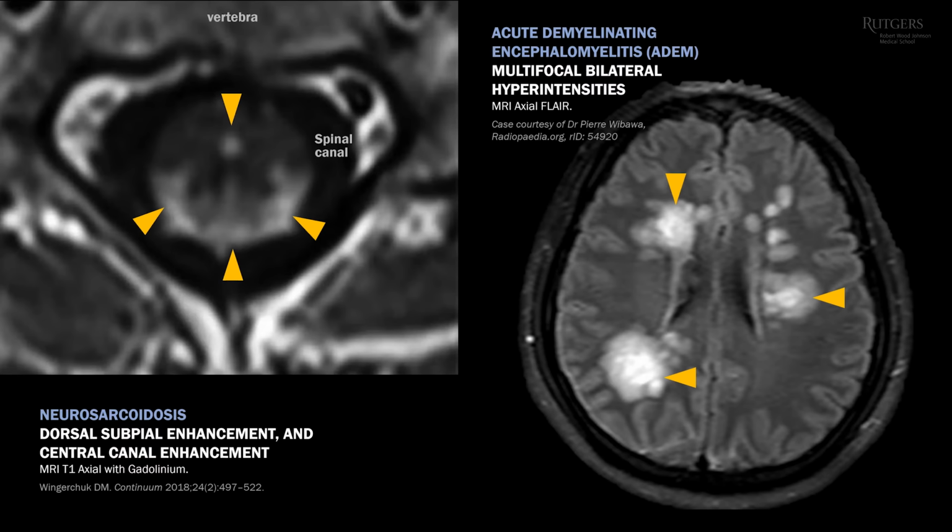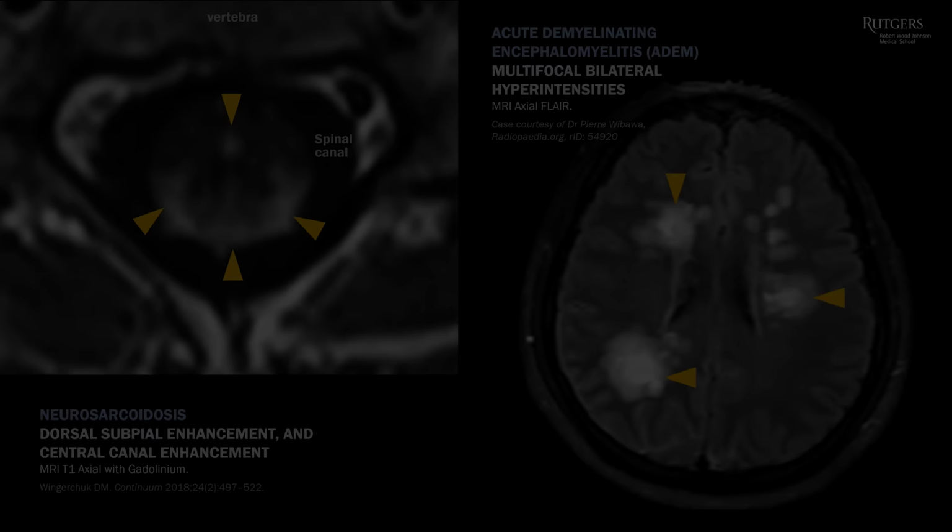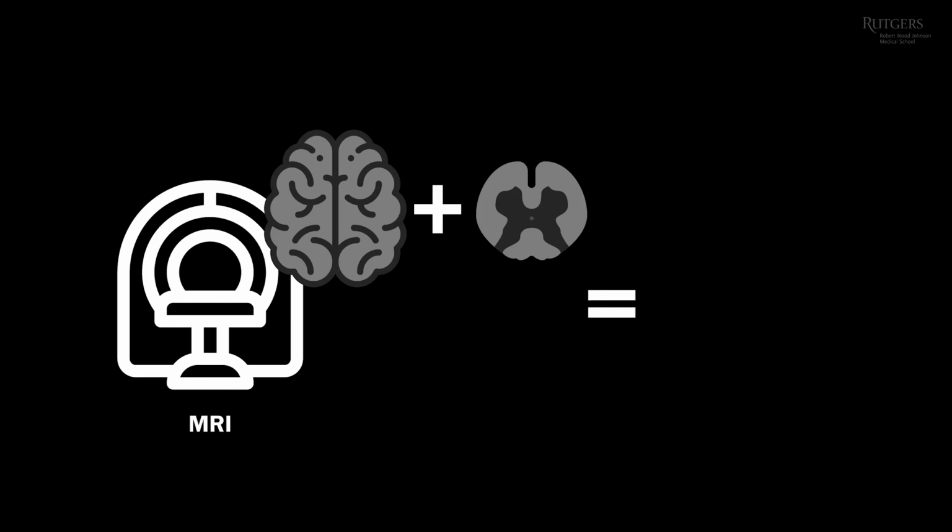ADEM patients are usually kids and teenagers, younger than your typical MS patients. And the illness has a monophasic clinical course. Patients don't relapse after treatment like they do in MS. Spinal lesions in ADEM look like MS plaques on MRI, so it's impossible to distinguish based on the spinal imaging alone. The moral of the story here is that getting MRI of the brain can be helpful in the diagnosis of myelitis.